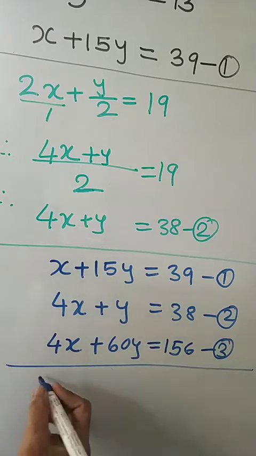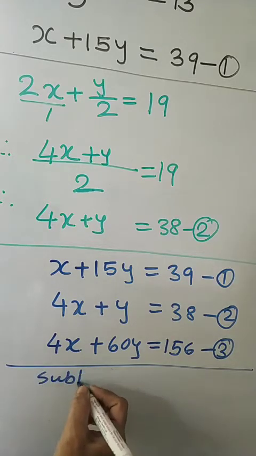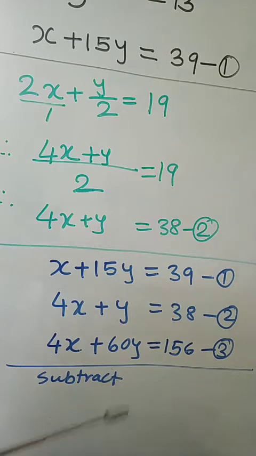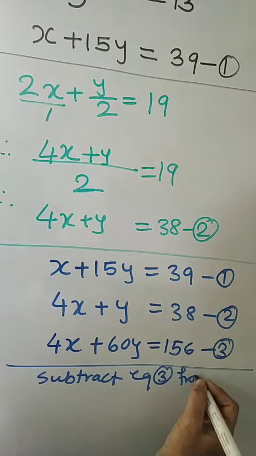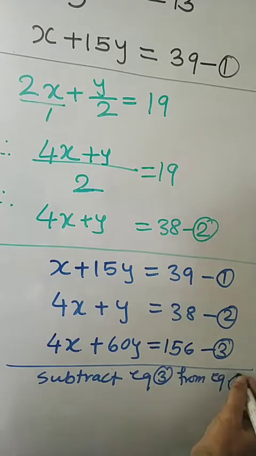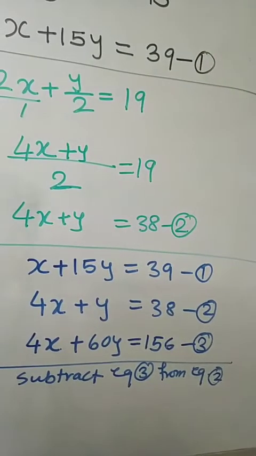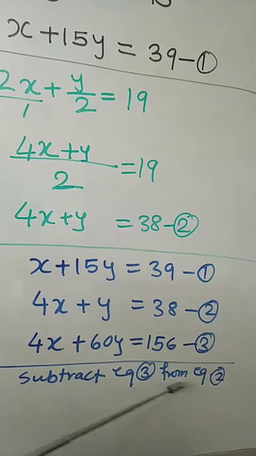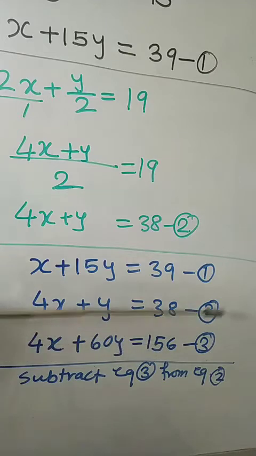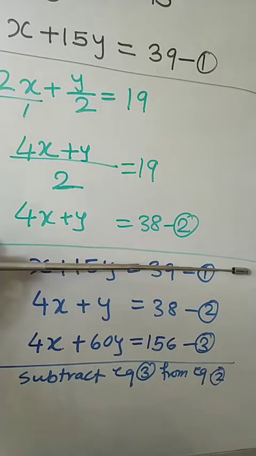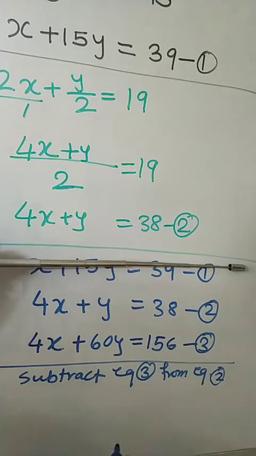So what do I write? Subtract equation 3 from equation 1. So from equation 2, not 1. So subtract equation 3 from equation 2. So we are going to do the working only on 2 and 3, and we are not going to look at equation number 1. So when you subtract, what is it that you do?